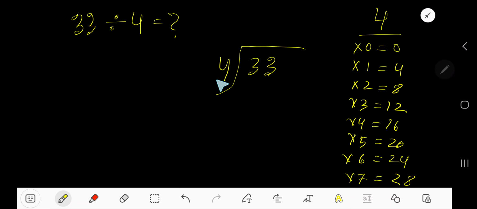33 divided by 4. Here 4 is a divisor, so we need the multiplication table of 4. 4 times 0, 0. 4 times 1, 4. 4 times 2, 8. 4 times 3, 12. To find out the multiplication table of 4, just add 4 with the previous step.